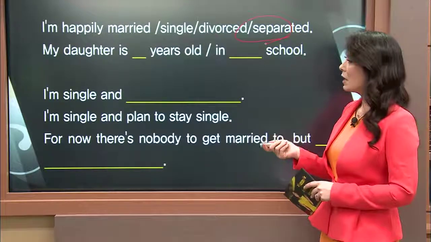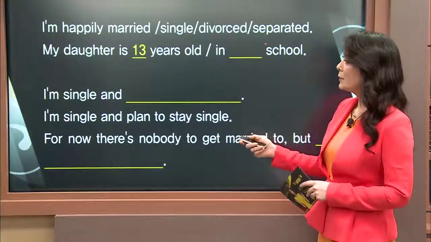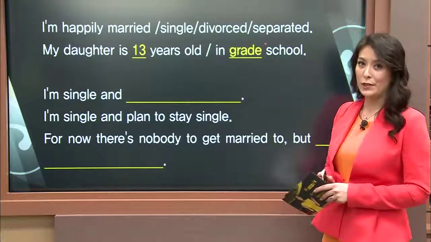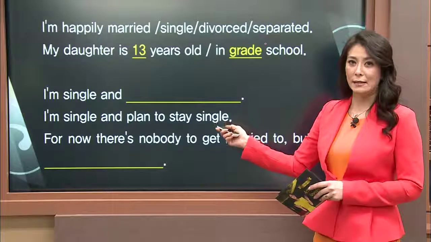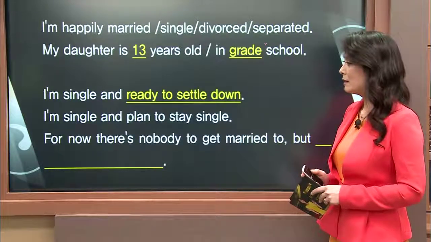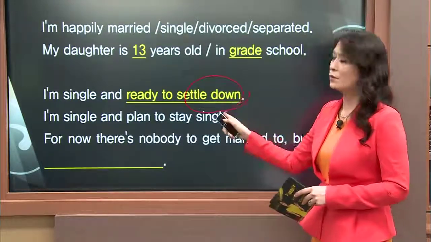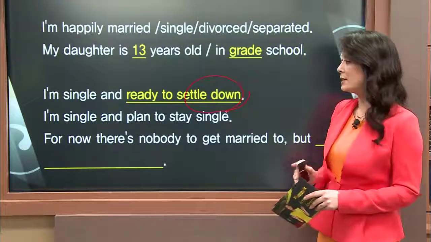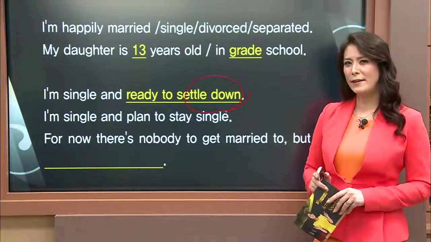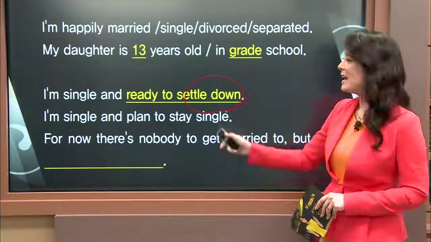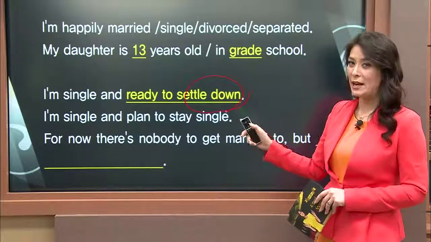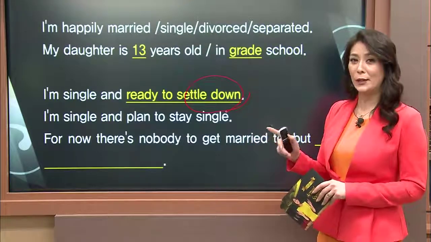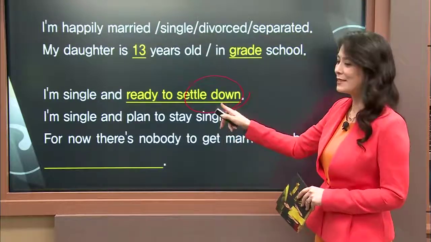What about this one? You can talk about your daughter if you have a daughter. My daughter is 13 years old and in grade school, elementary school이 되겠죠? What about this one? I'm single and ready to settle down. Now, settle down basically means to get married, okay? So if you're single, meaning you're not married, you can say, I'm single and I want to get married now. You can say, I'm ready to settle down, okay? I want to get married now 대신에 이 표현 꼭 한번 써보세요. 결혼할 준비가 되었다 라는 말, I'm ready to settle down.